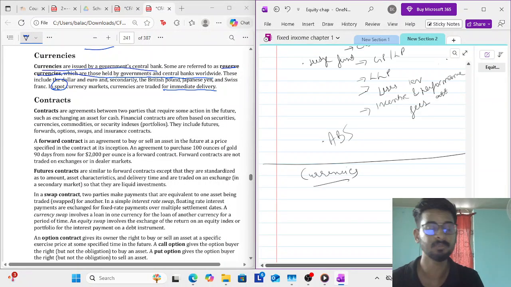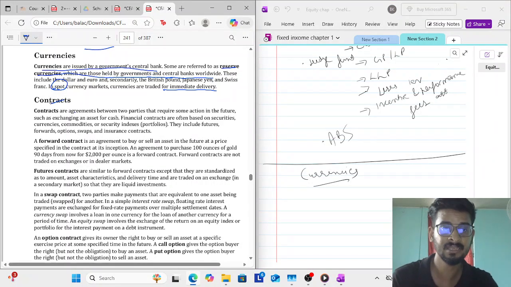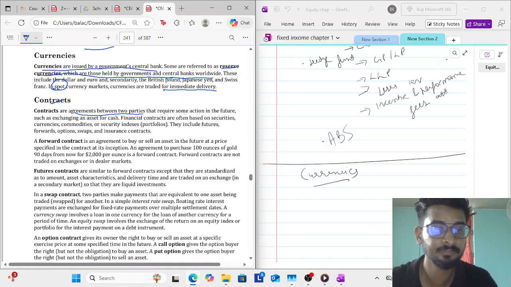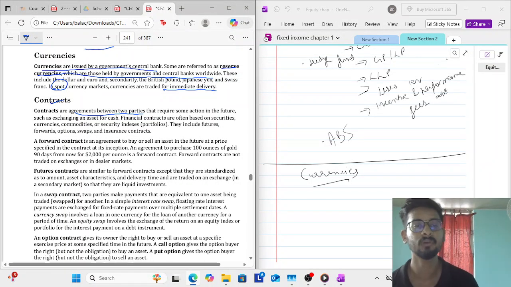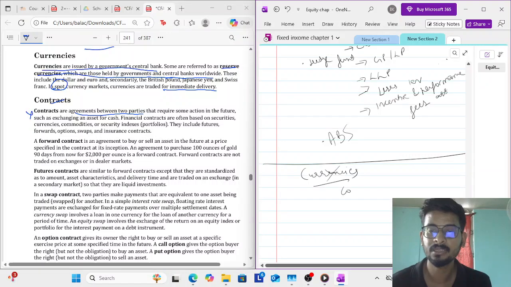So we are going in this sequential order. What is actually a contract? A contract is an agreement between two parties. Everyone knows, such a basic point, that requires some action in the future, such as exchanging an asset for cash. Financial contracts are often based on securities, currencies, commodities, or security indices. They include futures, forwards, options, swaps, and insurance contracts. So there is nothing much; I am cutting currency short here because there is nothing more.